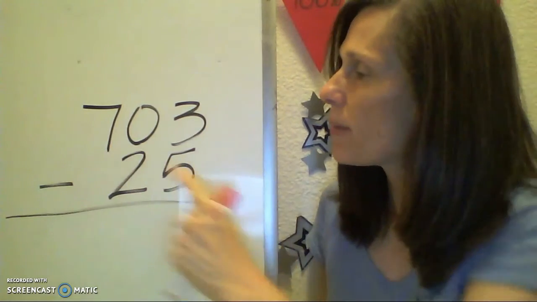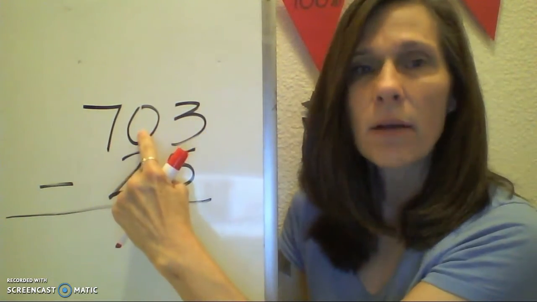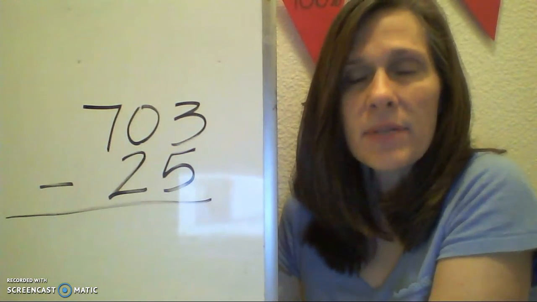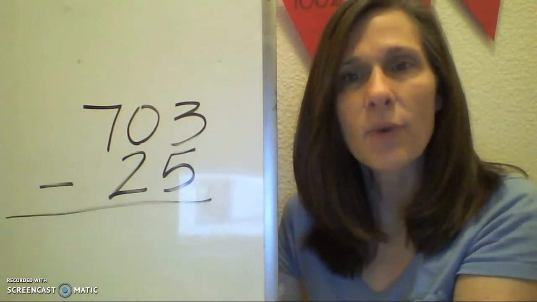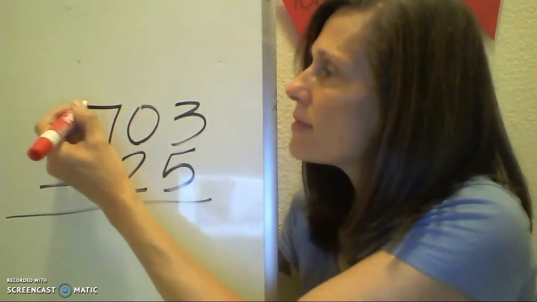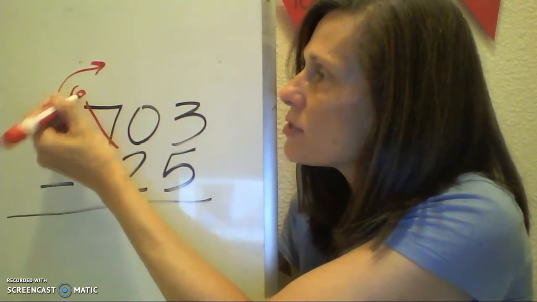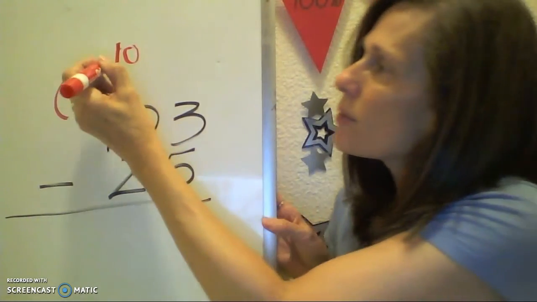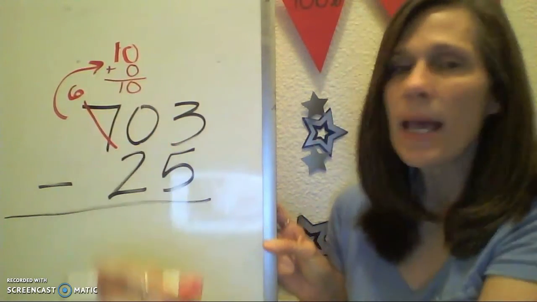Okay, so 3 take away 5, I can't do that, right? So the 3 has to ask the 0 for a set of 10. Well, the 0 can't give the 3 a set of 10 because it's a 0, right? So the 0 has to ask the 7 for a set of 10. So the 7 says, okay, here's your set of 10, right? So now the 7 turns into a 6. So now the 10 gets together with the 0, right? And now the 0 turns into a 10.